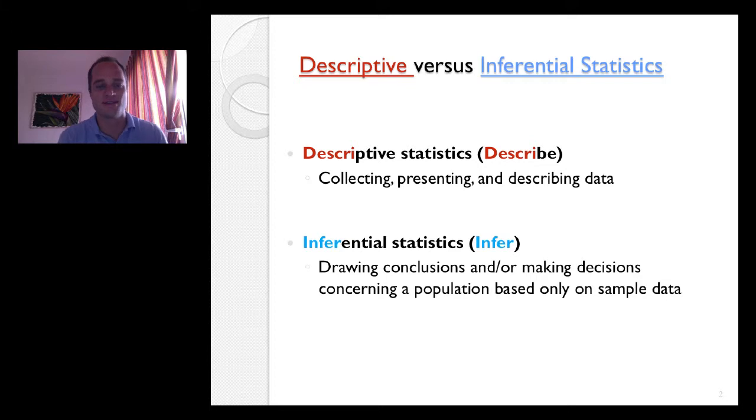And so inferential statistics, the second bullet point, usually makes up the last half of any stats book, at least at the undergraduate level. Inferential statistics is about drawing conclusions or making decisions concerning a population based only on sample data.